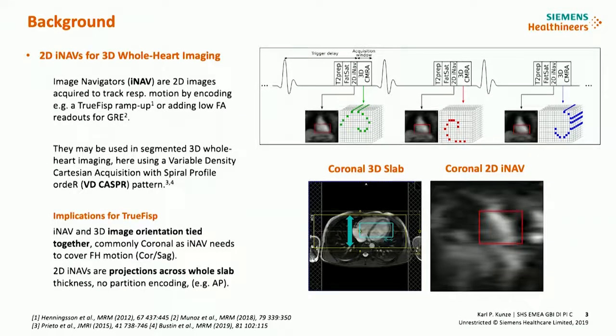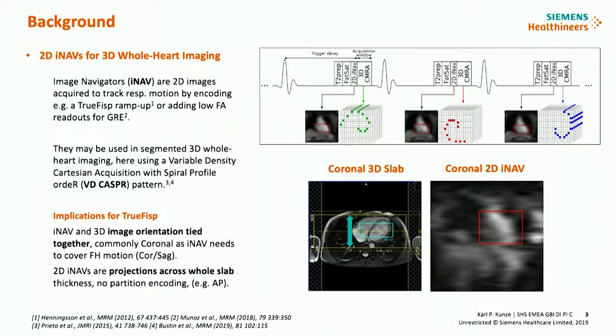The implication of doing this in the originally proposed way by encoding a true-fisp ramp-up, there are two implications of this, which is mostly, firstly, your image orientation is tied between the iNav and the 3D imaging, and this is usually then coronal because you need to cover with your iNav the main direction of motion, which is feet-head. And the second implication of this is your 2D iNavs are then projections across the whole imaging slab, because you need to drive your image slab into a steady state.